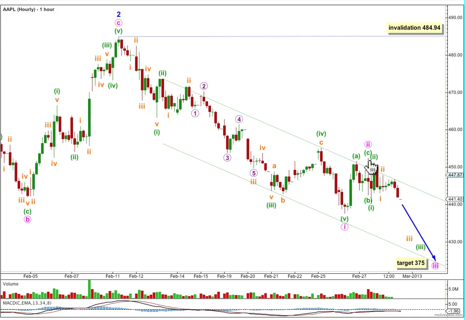If it does move further sideways as a double zigzag or a double combination, then it can't move beyond the start of 1. I'm leaving the invalidation point up here at 484.94 until we have confirmation that it's over with a short 5 down, which should make a new low beyond the end of 1.